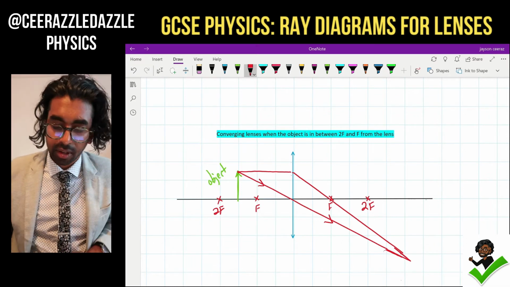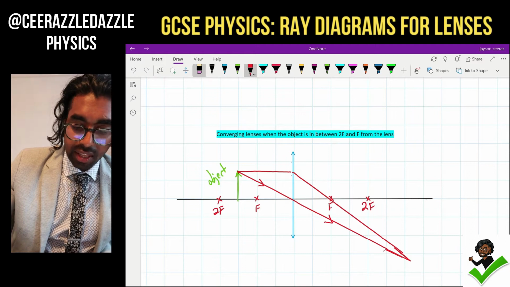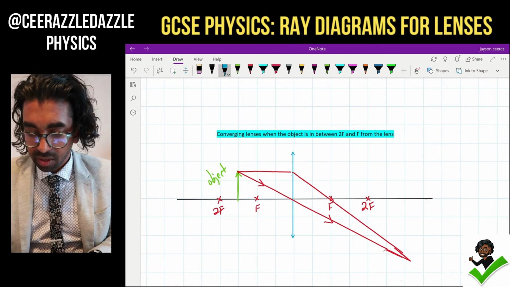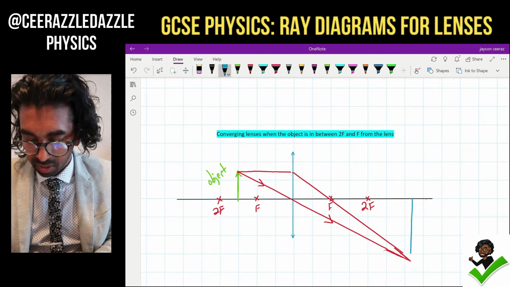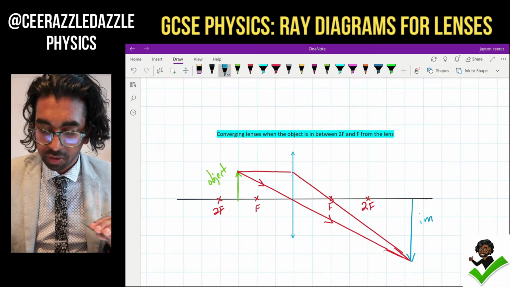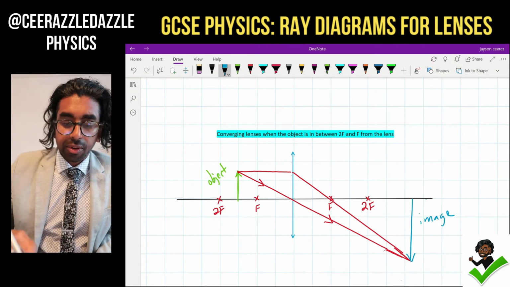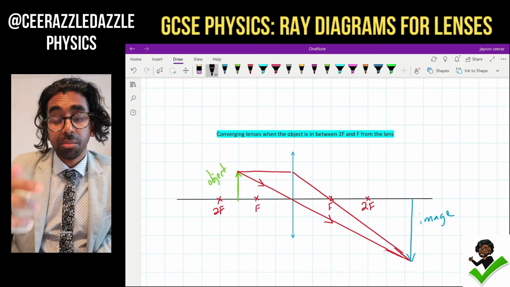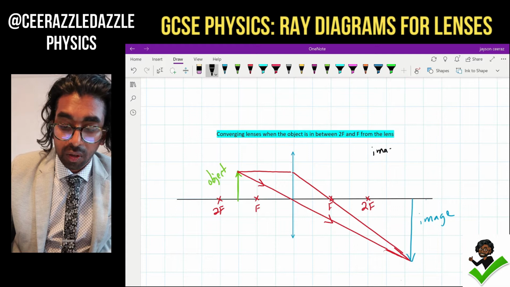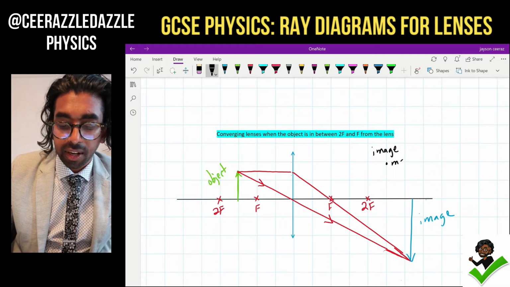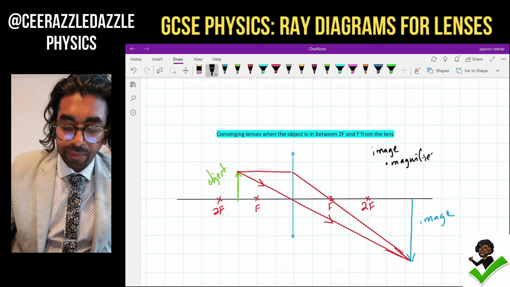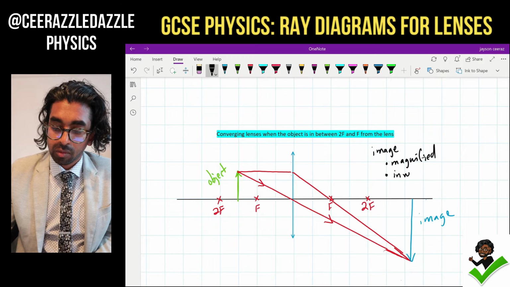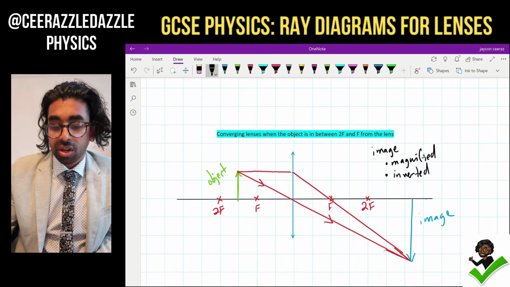We can see that where both of them meet up is where the image is formed. I'm going to take a pen and draw the image. The image is formed right here. It looks slightly different now. How has the image changed? First of all, the image is greater than the object, so the image is much larger. It's magnified. It's still upside down, so it's still inverted. And it is still a real image.